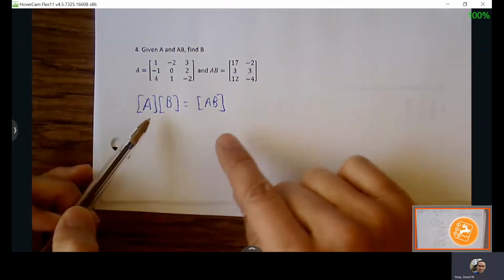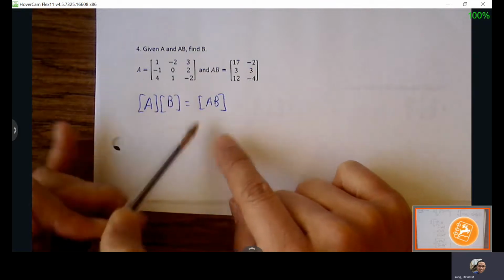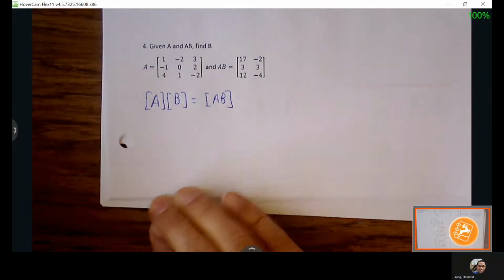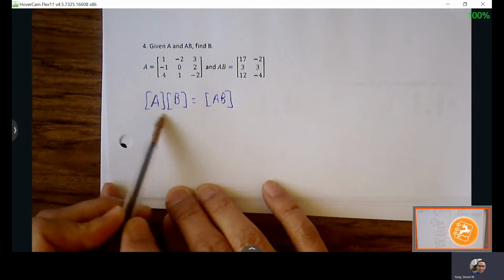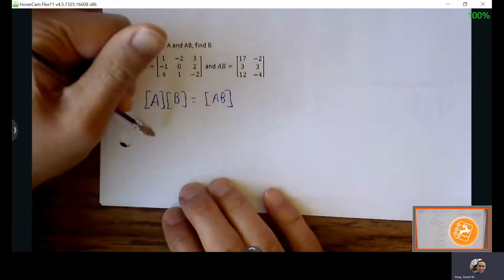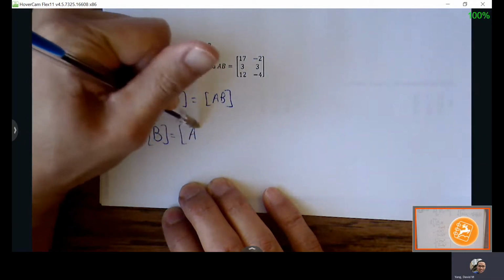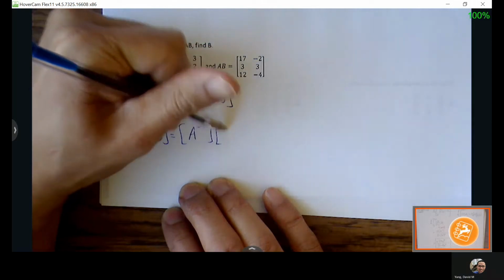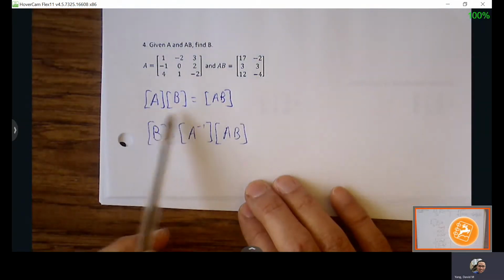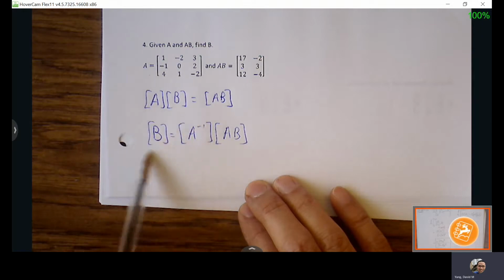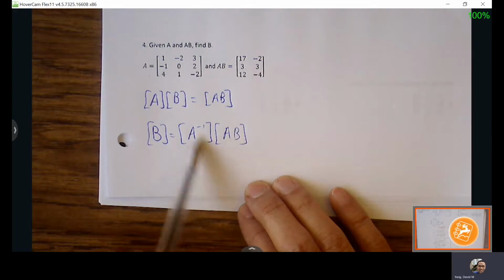So the idea is that if I can move matrix A over to the other side, I can then isolate matrix B and make the calculator do the work for us. So if I want to find matrix B, I have to move that matrix A over, and as I move it over, it becomes the inverse. So I'm going to say matrix B is equal to the inverse of matrix A times matrix AB. So all I'm doing is just shifting that matrix A over so I can isolate B. I know that if I multiply these two together, the result will be matrix B.